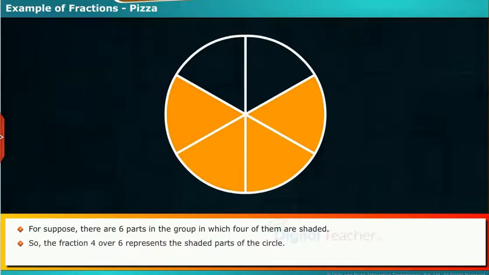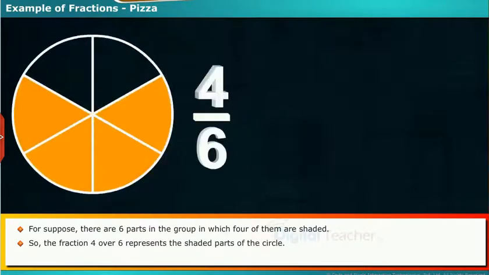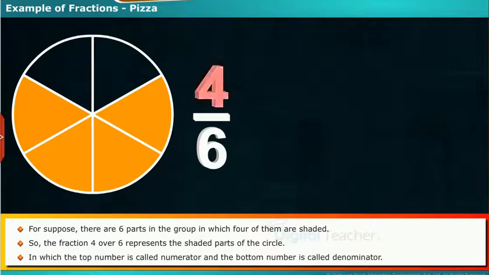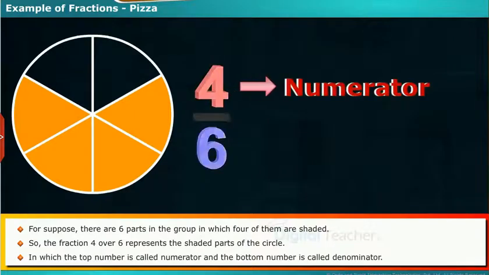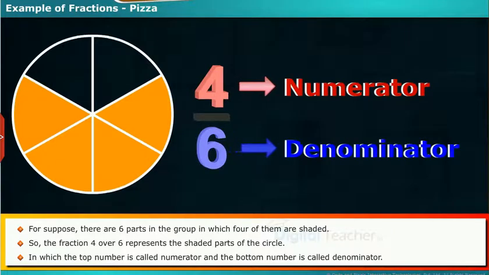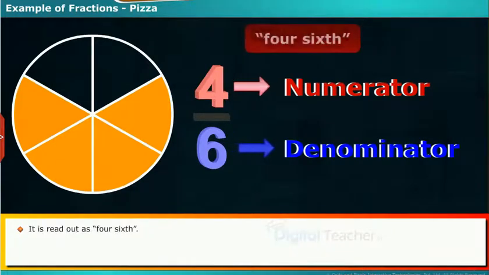So, the fraction 4 over 6 represents the shaded parts of the circle, in which the top number is called numerator and the bottom number is called denominator. It is read out as 4/6.